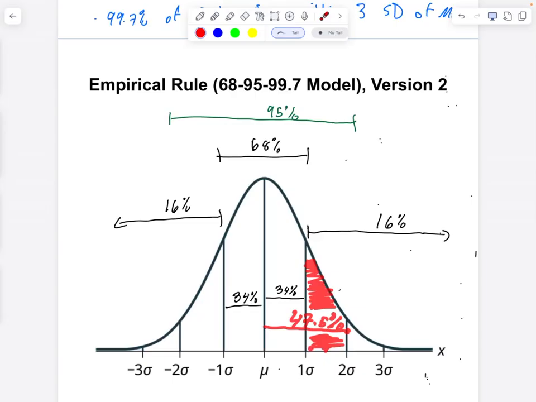Which means that this other side, what is this area right here? What is this little segment of area? What is that area right here? Because it's mirrored, because it's symmetrical. I mean, by knowing one, I know the other side.